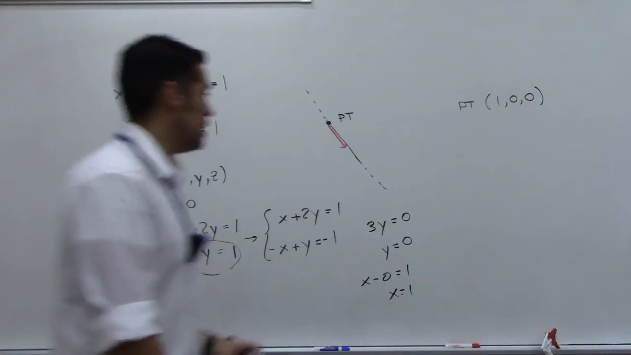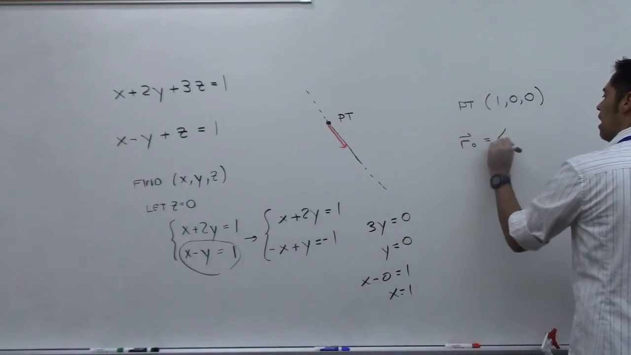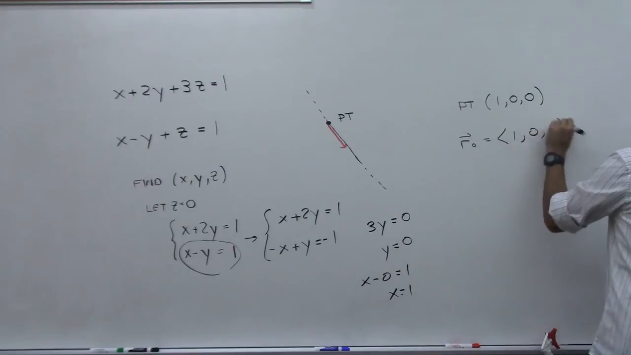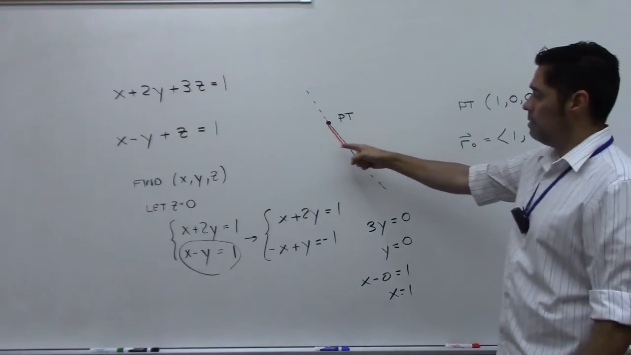So I'm starting to get the things I need. From here I can rewrite R naught is the vector 1, 0, 0. So I'm converting that point to a vector. And now all I need is the direction. So I need the red part, right?